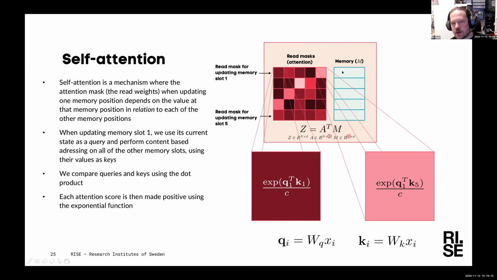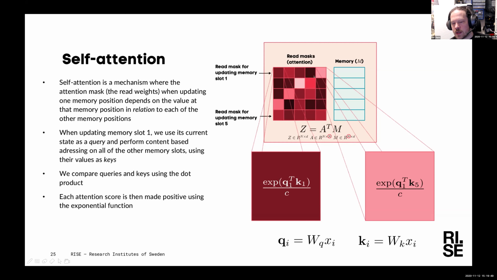When updating memory slot 1, I use a mechanism of content-based addressing. The current state of memory position 1 is used to determine which of the other memory positions to include. This is the origin of what we call self-attention. But if I only used the dot product between memory slot 1 and the other memory slots, I would just have a diagonal matrix, or rather, we would always have most attention on the diagonal.